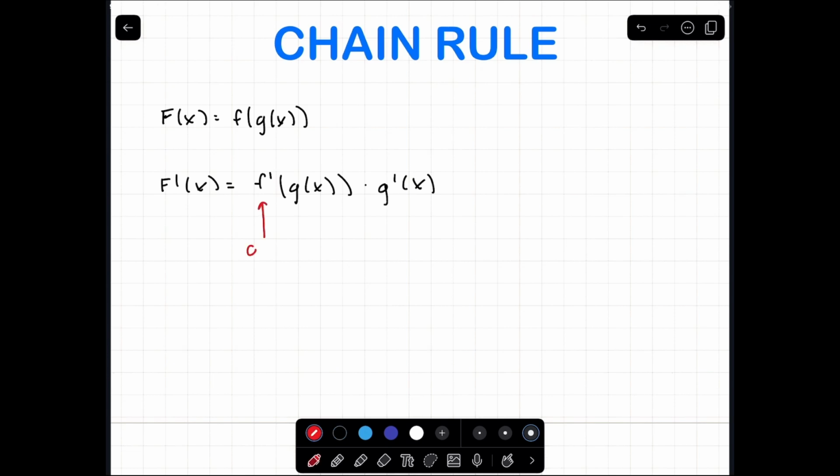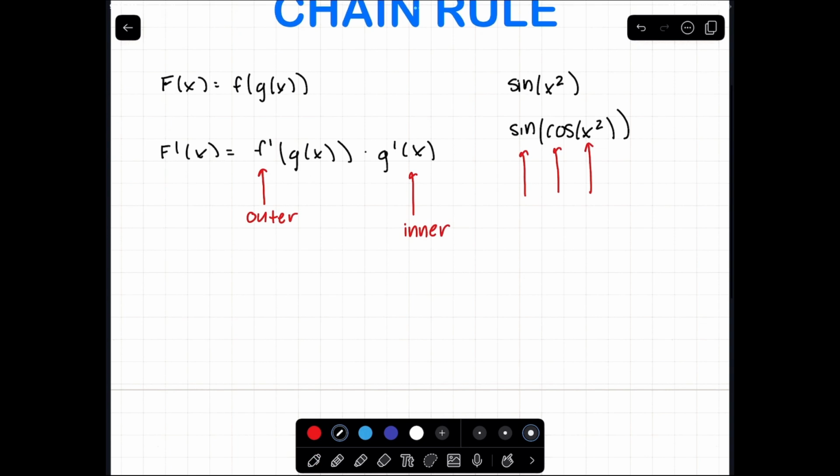So this is the derivative of our outer function, and then the derivative of our inner function. And with this, we can take derivatives of something like sine x squared or sine cosine x squared, where we have outer, more inner, then the innermost function, or something even like this as well is possible of what we can solve.